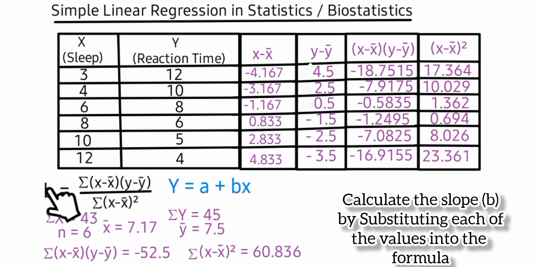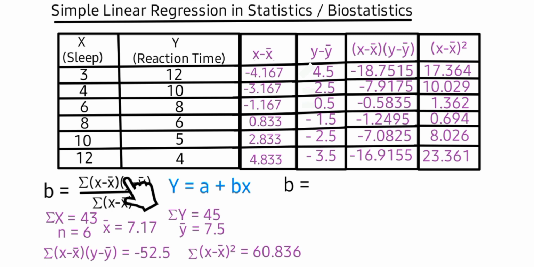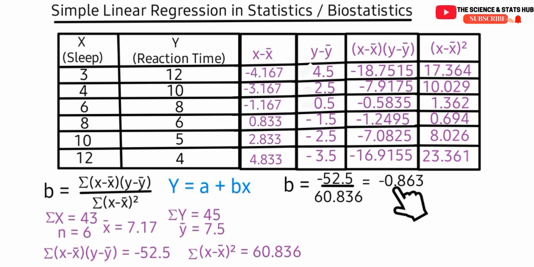Now we'll calculate the slope b by substituting each of these values into our formula. Summation x minus x mean multiplied by y minus y mean, the value is minus 52.5. Then divide by summation x minus x mean all squared, which gives negative 0.863.